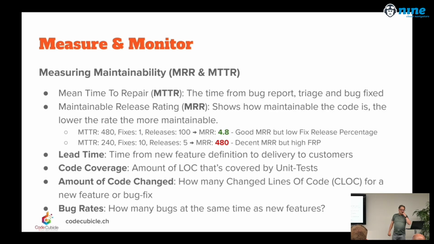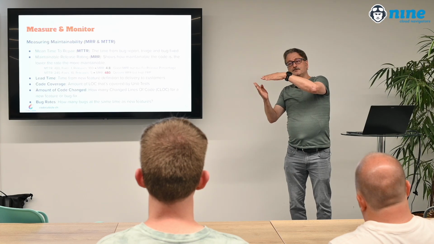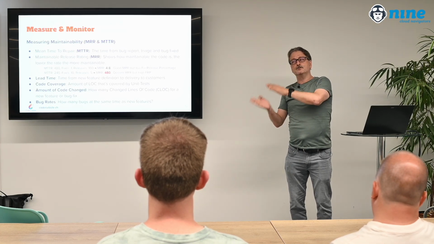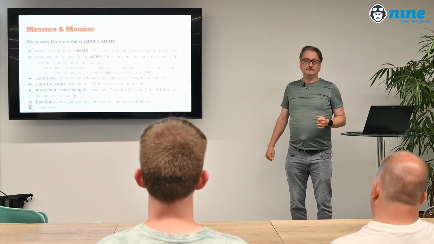Bug rates, also super important, like to see, are we spending more time on bugs than features, like in the extreme, maybe? Or maybe it's just a trend that we see that features and bugs are kind of coming together too much, too close, and that's not a good sign.